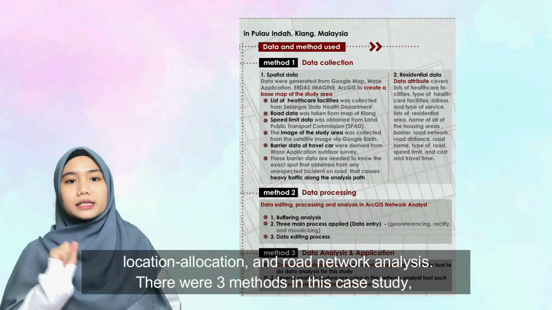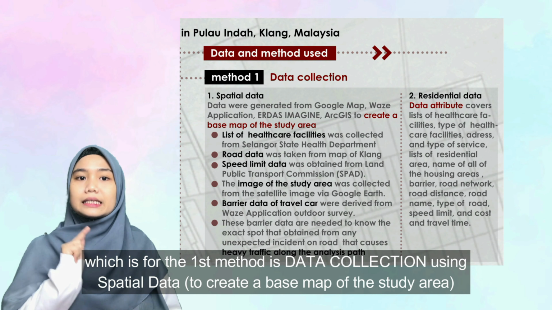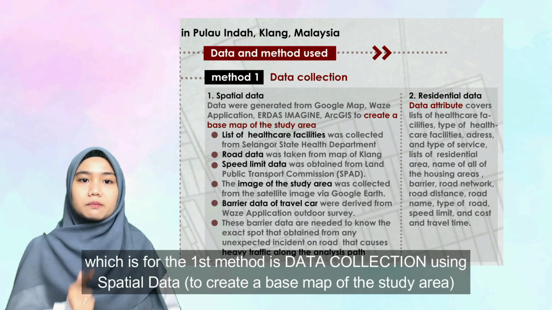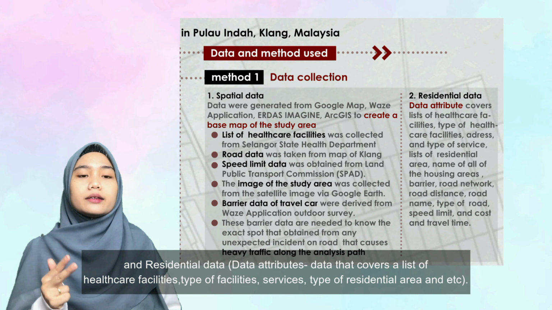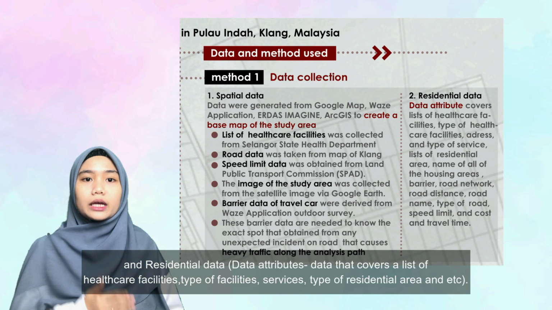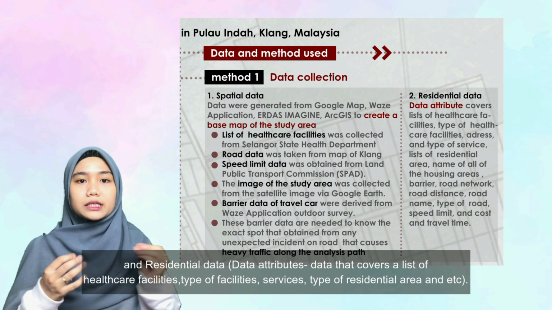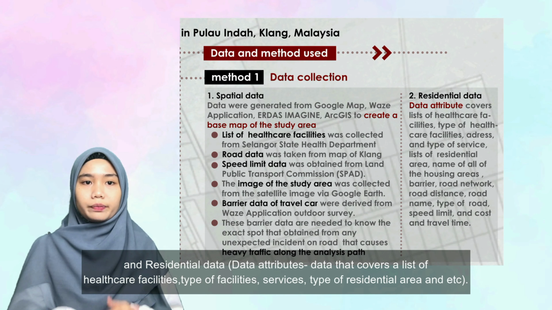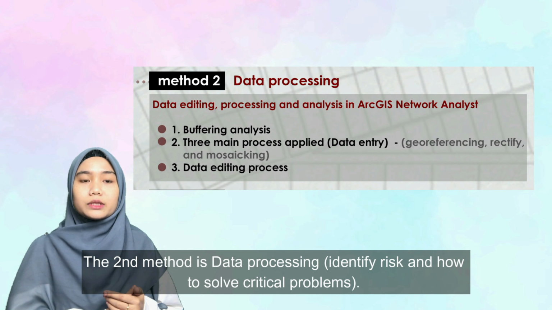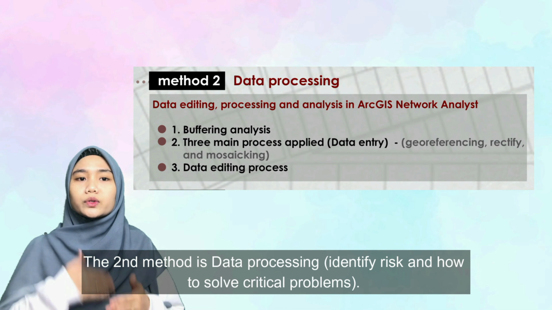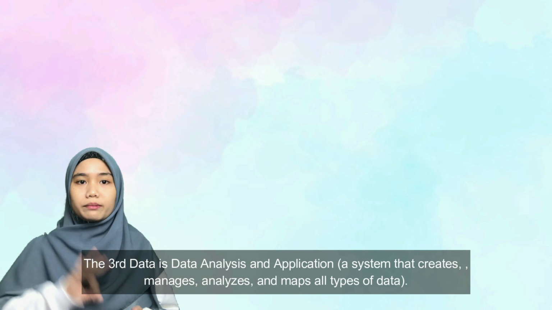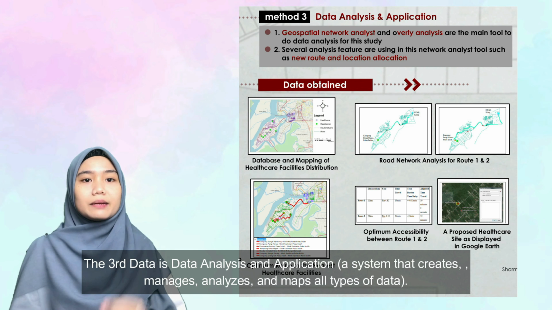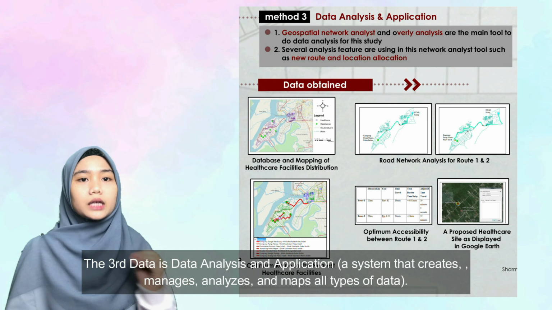There were three methods in this case study. The first method is data collection, which is using spatial data, to create a base map of the studied area, and residential data, which is attribute data that covers a list of healthcare facilities, type of facilities, service, type of residential area, and etc. The second method is data processing, which is identify risks and how to solve critical problems. And the third method is data analysis and application, a system that creates, manages, analyzes, and maps all types of data.